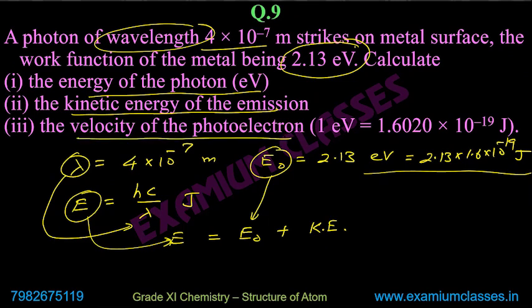Next, velocity of the photoelectron. Once you have got kinetic energy, you apply the formula kinetic energy equals half m v square, and you get the velocity from here. Sir, for m, we will use the electron mass, no, sir? 9.1 into 10 to the power minus 31. Yes, it is the electron mass here, you will use for the photoelectron. Yes, sir.